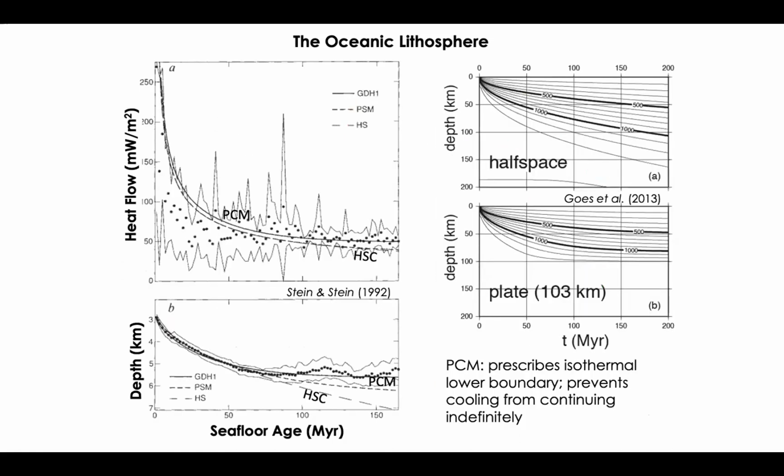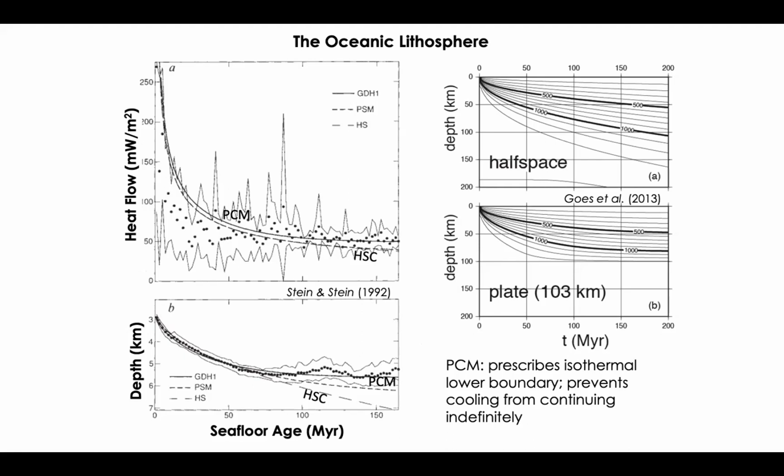The second example is from oceanic lithosphere. On the left are figures from the 1992 paper by Stein and Stein showing surface heat flow and seafloor depth as a function of seafloor age from the Northwest Atlantic and North Pacific Oceans. Both quantities clearly evolve with age: surface heat flow gets lower and the seafloor gets deeper. The long dashed lines are the predictions of the half space cooling model, and you can see it does a reasonably good job at younger ages, but for seafloor older than 70 or 80 million years, it predicts depths that are greater and heat flow that is lower than what's actually observed.